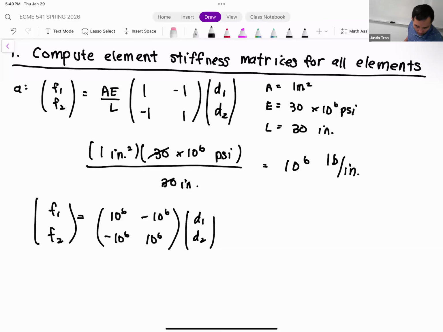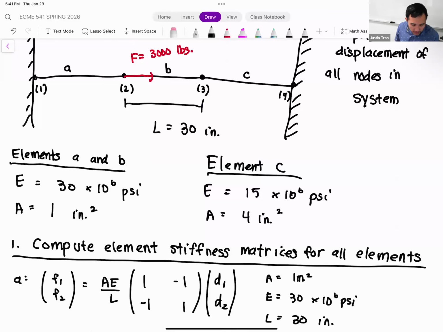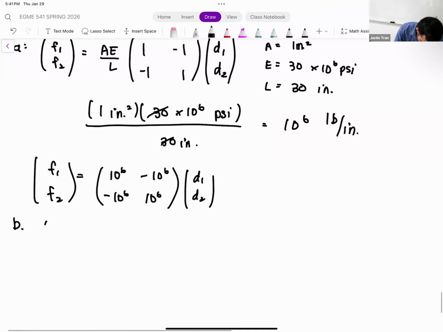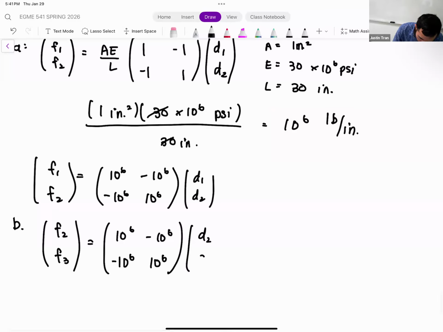All right, so let's do the same thing for element B. So we're in luck with element B because element B, at least in terms of its properties, is completely identical to element A. The only thing that's different about element B is the nodes that it's connected to. So if we go back to our figure here, we can see that element B is connected to nodes 2 and 3. So let's reflect that in our element stiffness matrix. So we have F2, F3 equal to 10 to the 6 times the matrix 1, minus 1, minus 1, 1, multiplied by D2, D3.